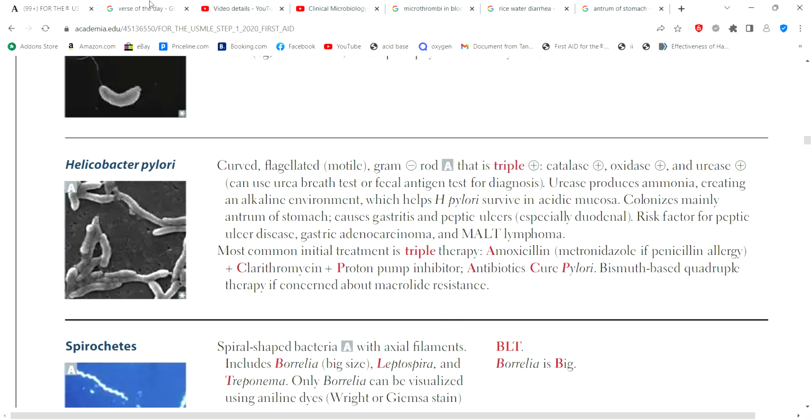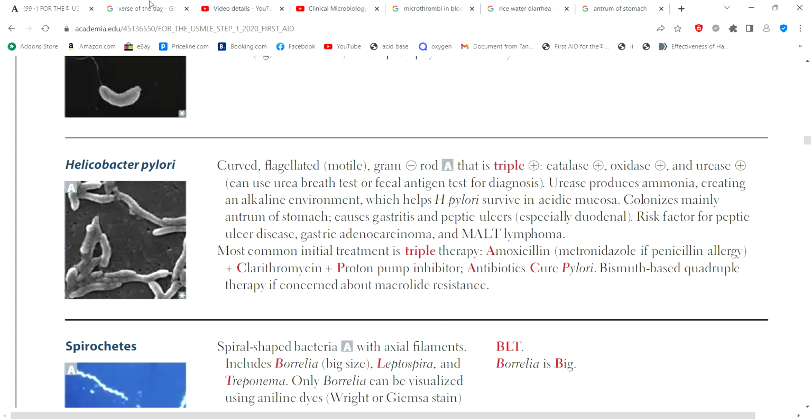So this is the body's mechanism trying to fight back against too much ammonia in the body, due to increased pH. The body will try to counteract that and make it more acidic. But when you do this, it causes peptic ulcers, especially duodenal ulcers. Okay. So that's why H. pylori treatment is indicated for peptic ulcer disease, gastric adenocarcinoma, and lymphoma.